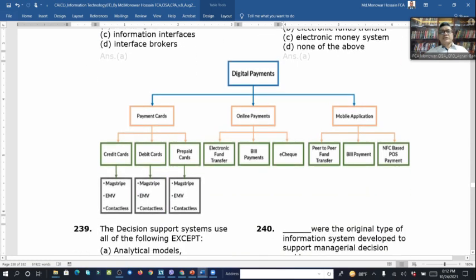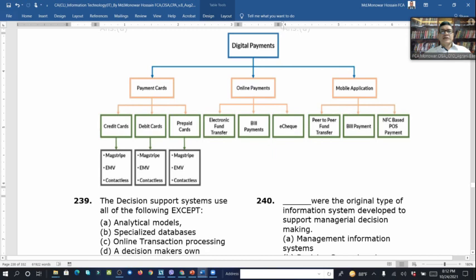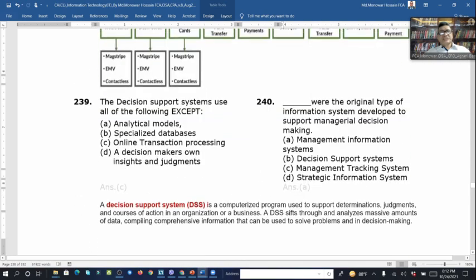We know here the digital payment system. Now look here, if we see the box, here payment card, online payment, mobile apps, etc. will all be included in the digital payment or electronic payment system.